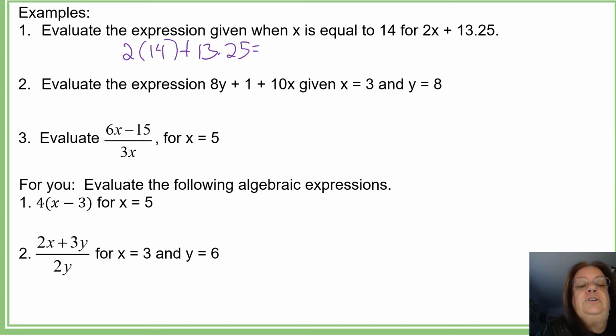All right, so 2 times 14 is 28. We still have to add the 13.25. And now we've got 28, 38, plus 3 would be 41.25.